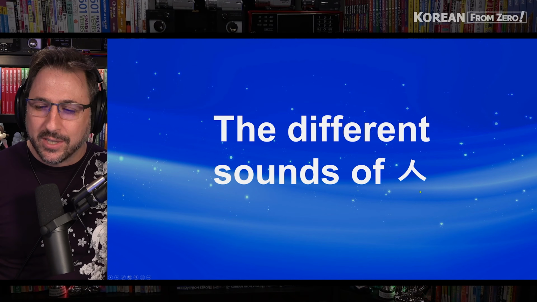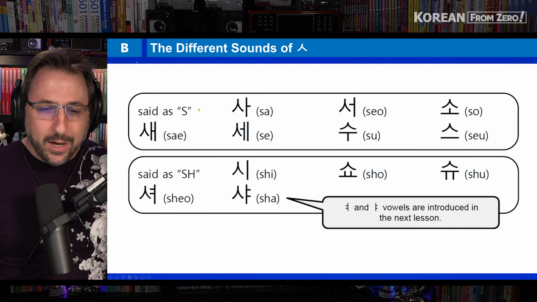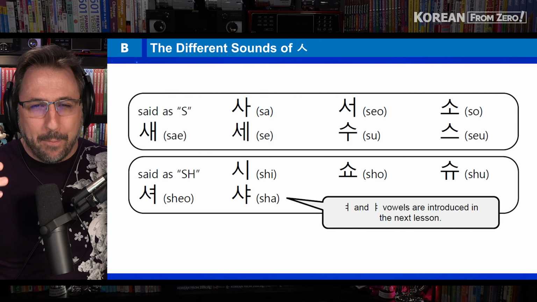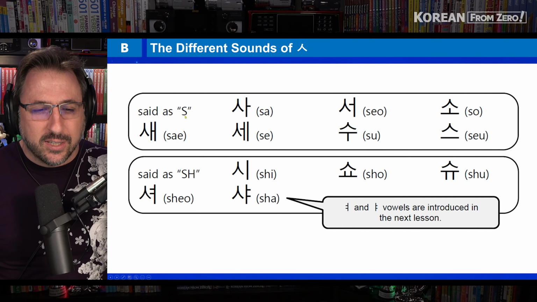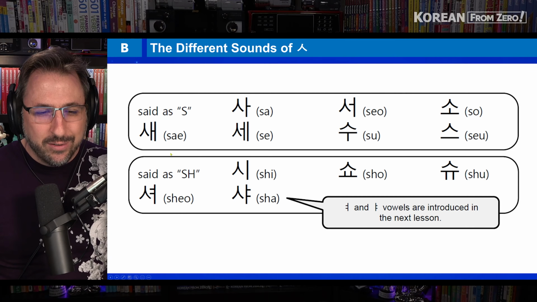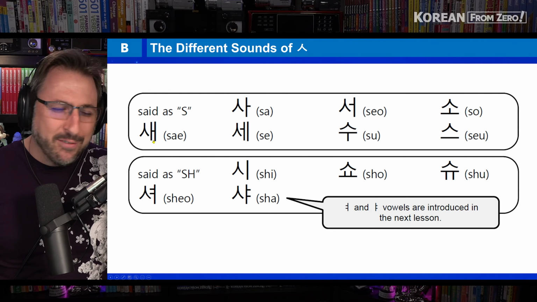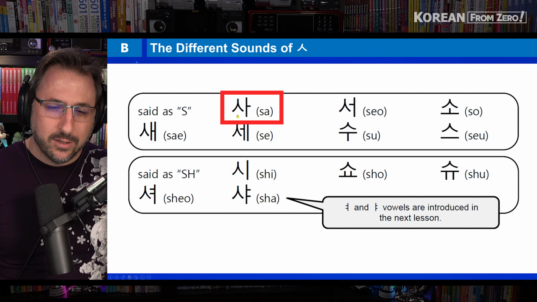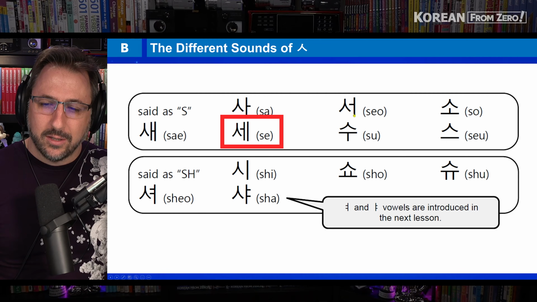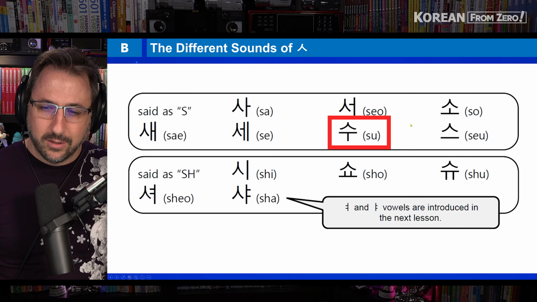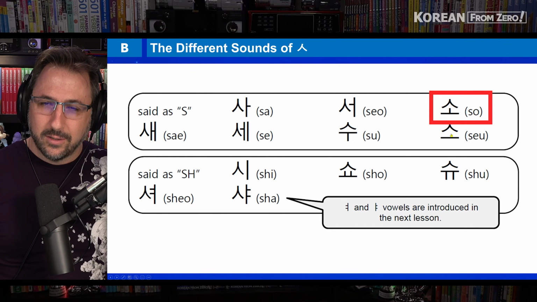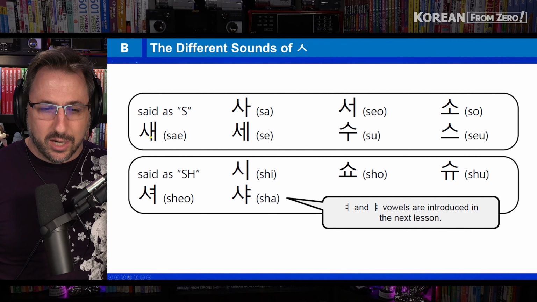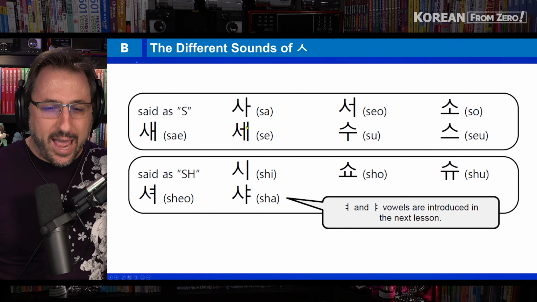All right, so now let's look at the different sounds of shiot. You just got to be aware of it. I really don't have a pattern to give you. Sometimes it's an s sound and sometimes it's a sh sound. I never got confused over this. But just to show you: 세, 사, 세, 서, 수, 소, 스. Now, I want to take advantage of the fact that we have these similar sounds next to each other. Notice how these are both the A sounds.